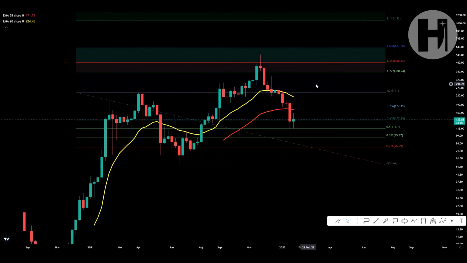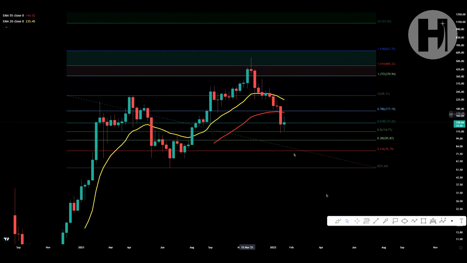But okay, jumping back into the chart. As you can see, we landed back on the golden ratio over here, which is the 0.618. And the golden ratio is the most important level for this Fibonacci retracement. Look at the support that we had here on the golden ratio on the weekly chart. So potentially we came back down here, and we're going to be holding this level as support and consolidating.